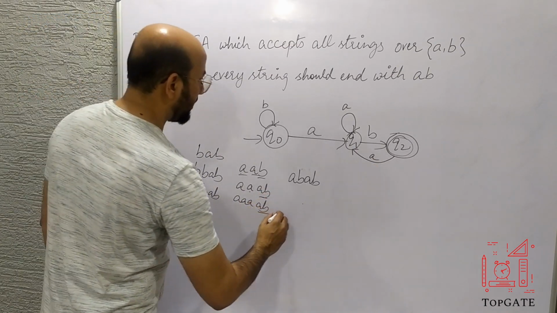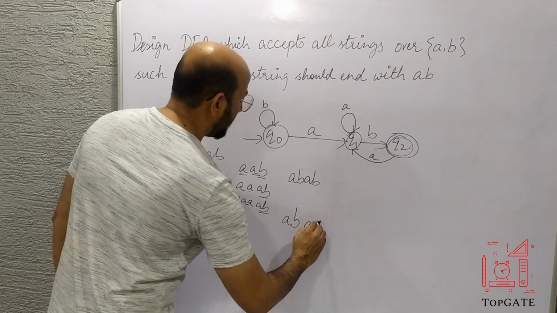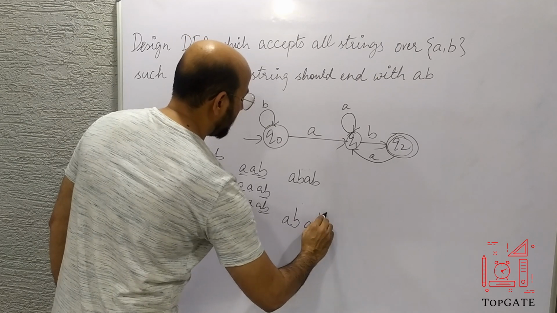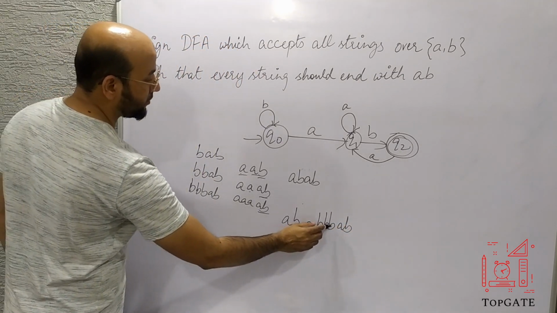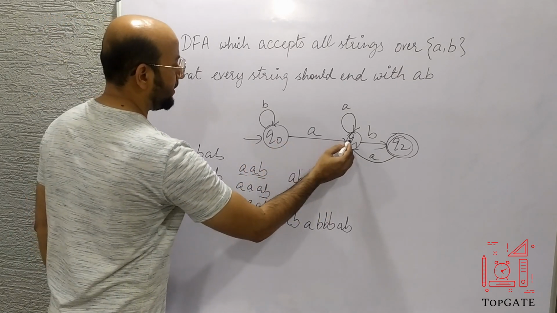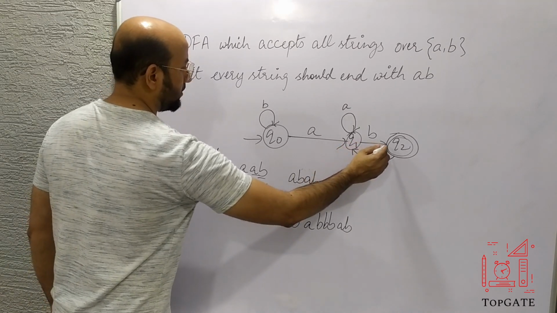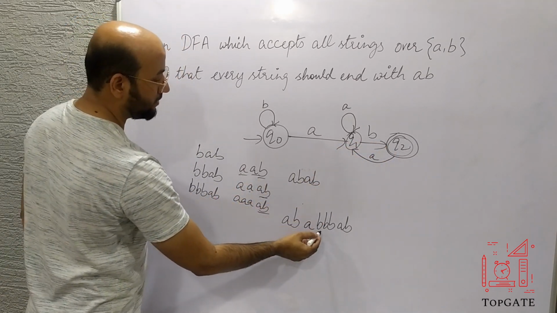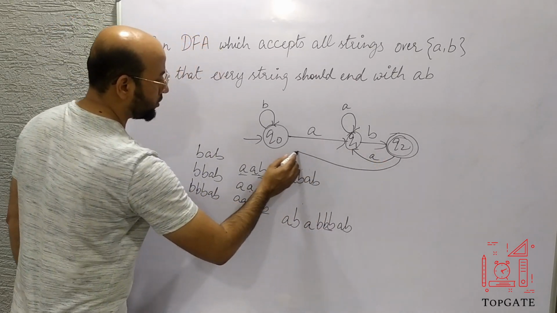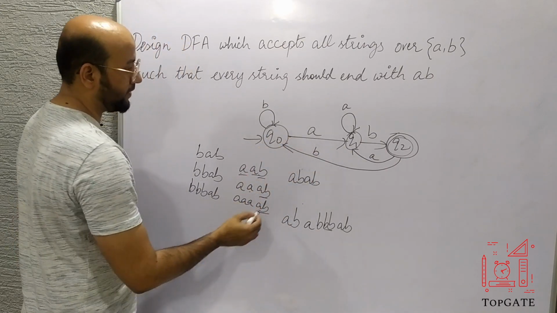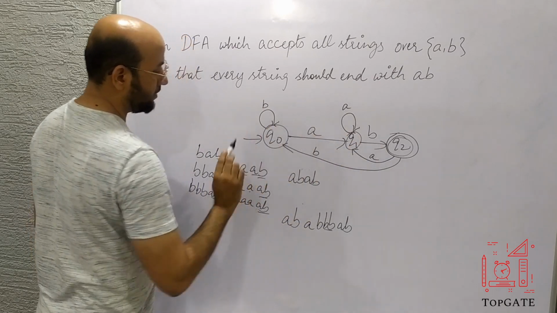Suppose I have a string as A, B, then A, B, B, B, A, B. So I have A, B, A, triple B, A, B. So I'll go A, B, then A, B. Now again I'm stuck. I need 3 B's now. So I'll simply come from this one to this one with B. That is the first B, and then second B, third B, and then A, and then B.